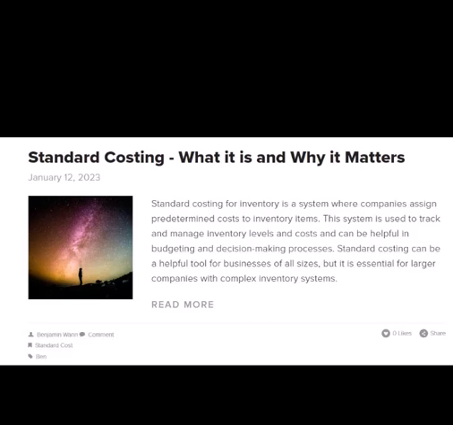How do standard costs differ from creating a budget? A budget estimates the amount of money spent over a predetermined period and is typically maintained with the help of accounting software.